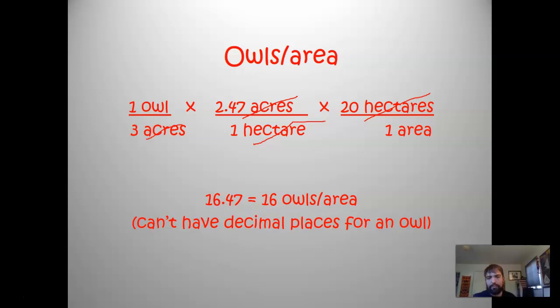So remember, you can't have decimal places for an owl. So you just round down to the nearest whole number. So you have 16 owls per that area. All right, that's it.